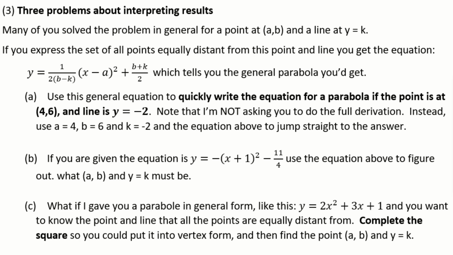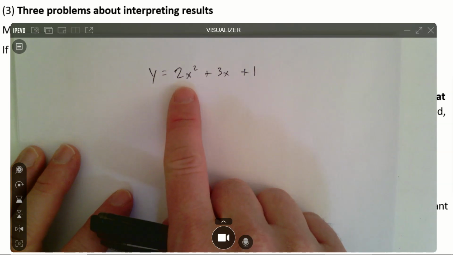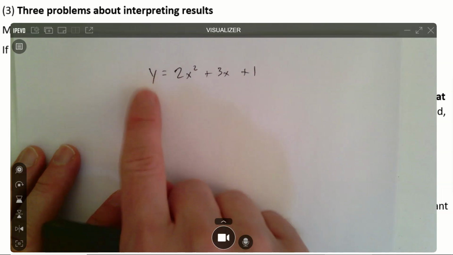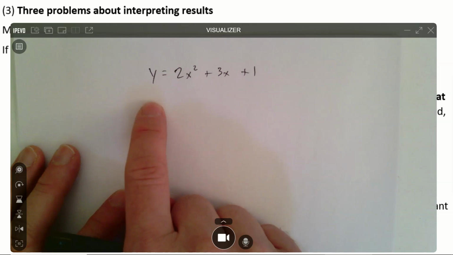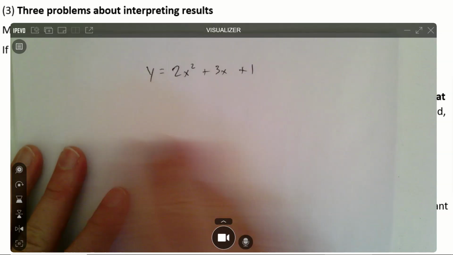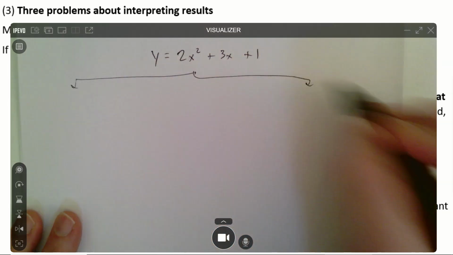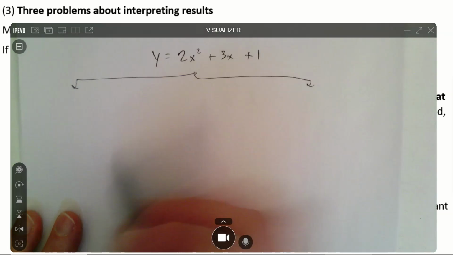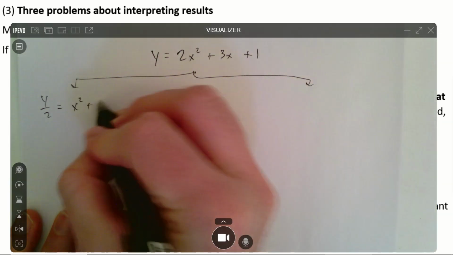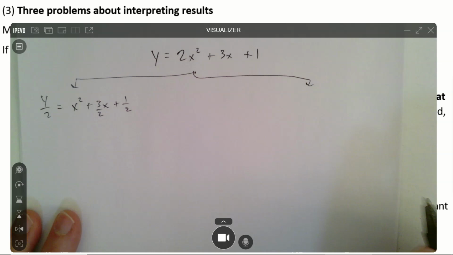So let's try that. Okay, so I'm trying to complete the square here. It might be very tempting to divide everything by 2. The problem is, if I divide everything by 2, the y also has to get divided by 2. And I suppose I could do that and then multiply by 2 again. Actually, let's do it both ways, since this is an educational video. So let's divide everything by 2. So I'll have y over 2 equals x squared plus 3 halves x plus 1 half.